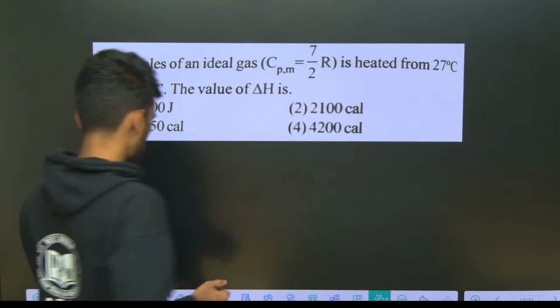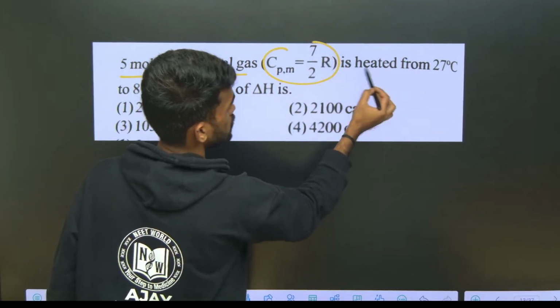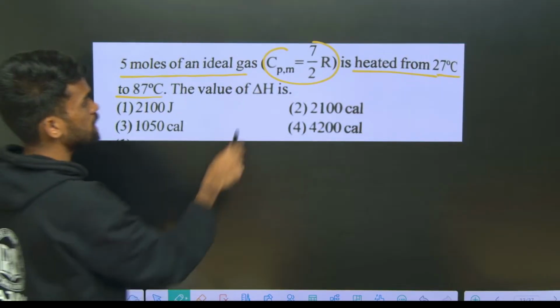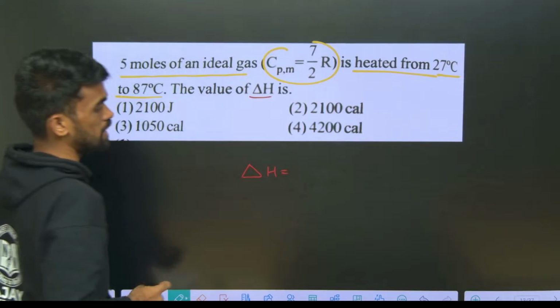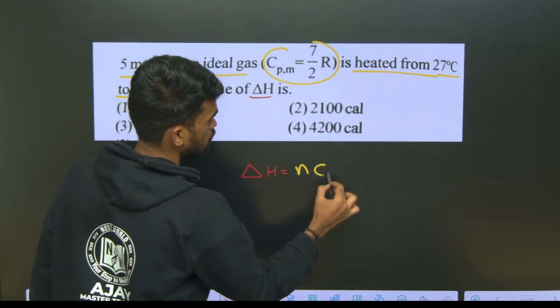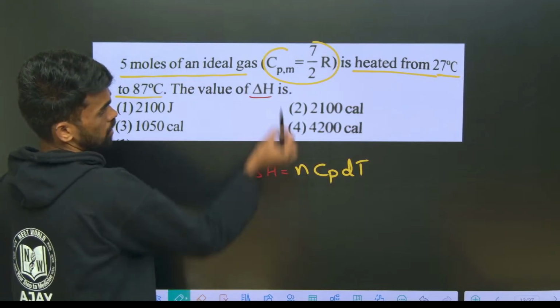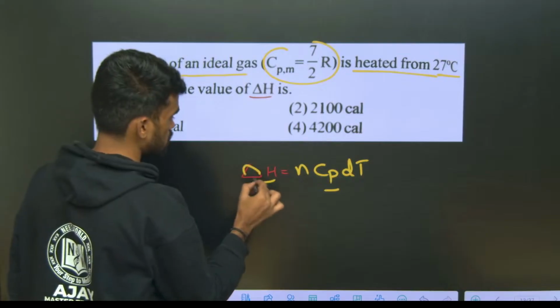So look at here, 5 moles of an ideal gas, Cp is given this much, is heated from 27 degrees to 87 degrees. So what is the enthalpy change? See, enthalpy change is delta H equals nCp dT. This is a relation between Cp and delta H, or dH also you can say.